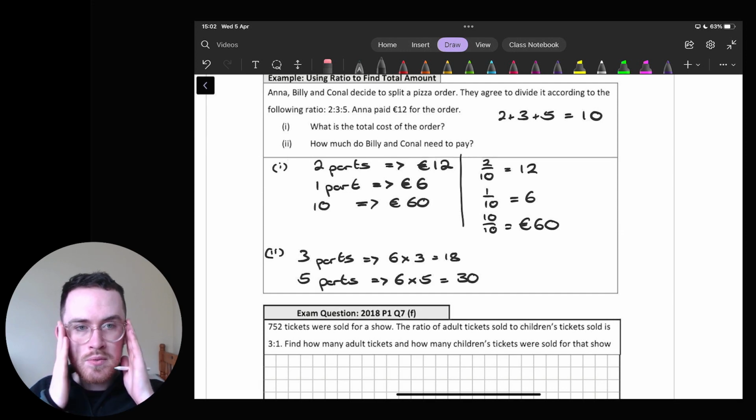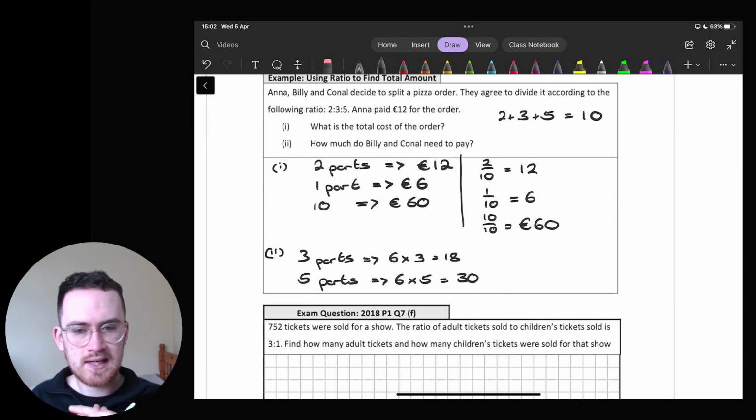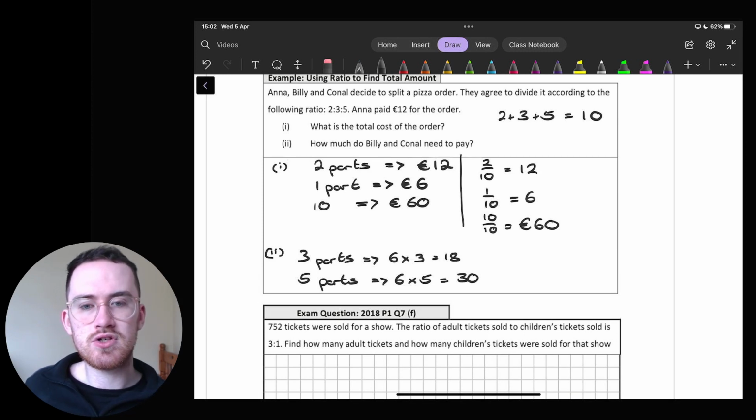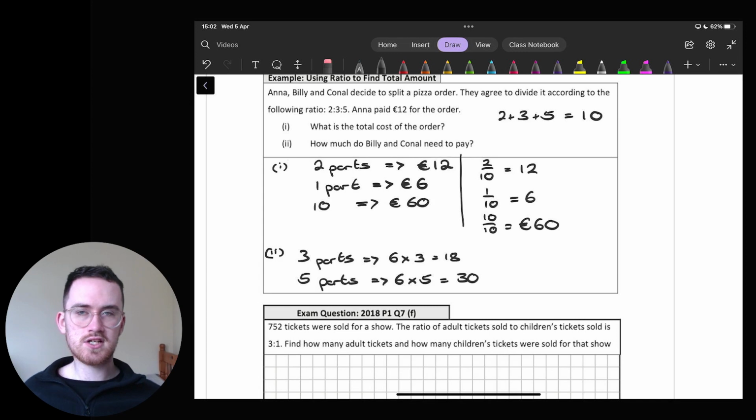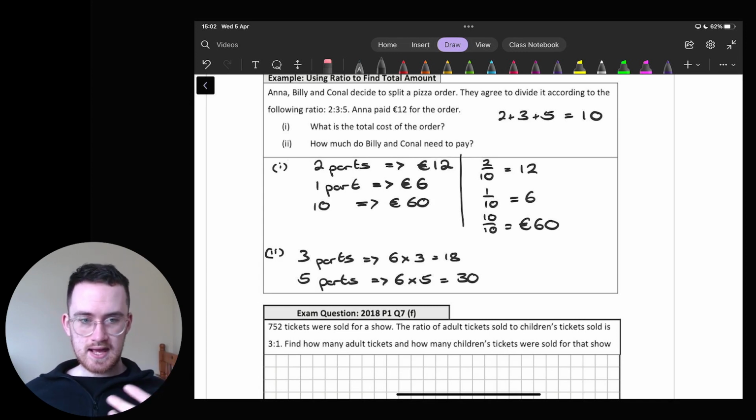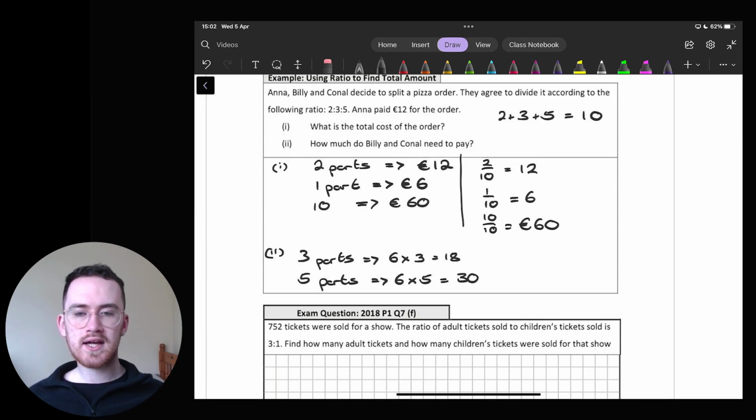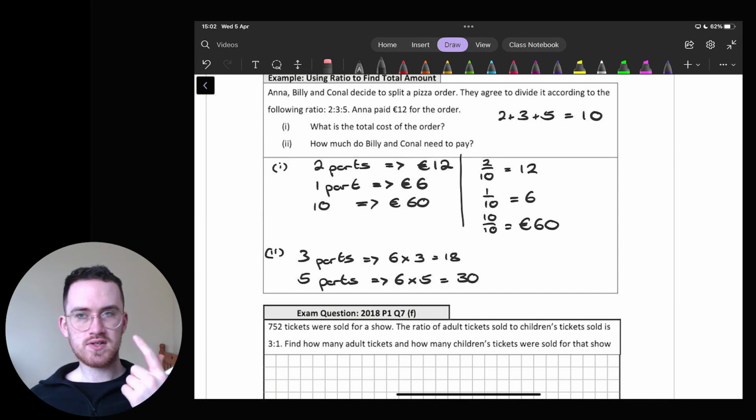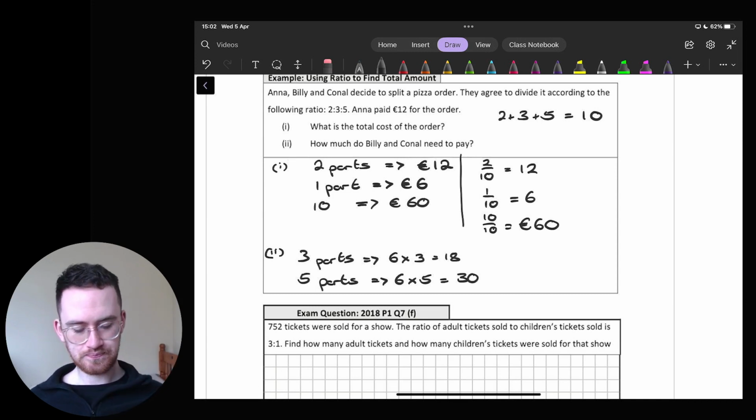What was important with that one was being able to recognize that Anna's paid 2 parts of the total amount, and using that to work out what's 1 part and then what's going to be 10 parts. This is an idea that's going to come up again and again in these questions. We'll see it when we do currency exchanges, and different things to do with tax later on. It's just about working out the value of one thing, what we call a unit equation, and using that to find however many we want.